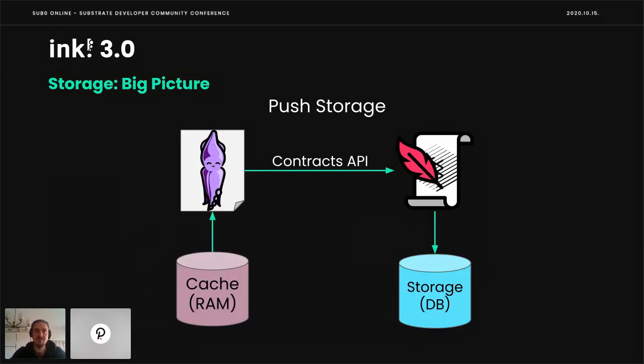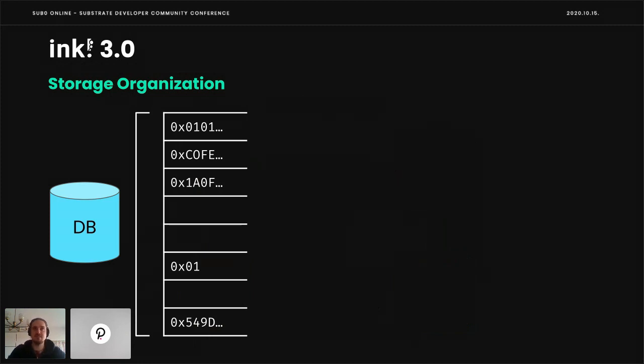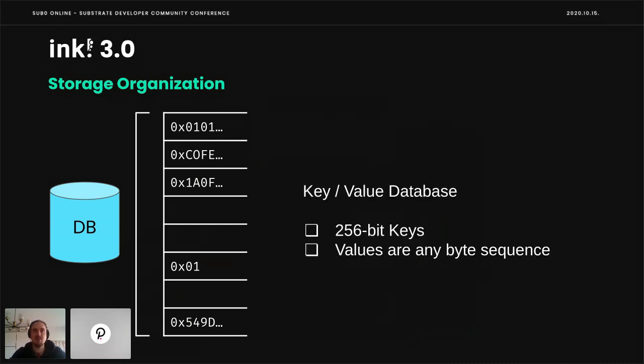But let's take a little bit of a look into the storage database and what it entails for the users. So if we unfold the database, we see that it is more or less a linear table of so-called storage cells. And these cells are indexed by 256-bit keys and contain values that are of any byte sequence. So a cell can have 0 bytes, 1 byte, a bazillion bytes, it doesn't care.